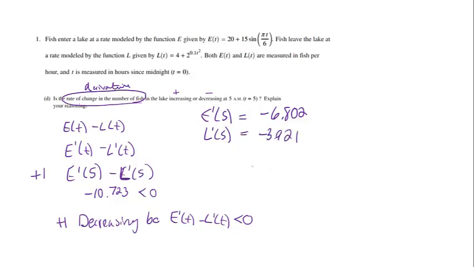You might have said something like, for E prime of 5, the rate at which fish are entering is less than the rate that they are leaving, which would mean that it's decreasing. So there's a couple different ways you could say that. So that was worth 2 points. And problem 1 is done.